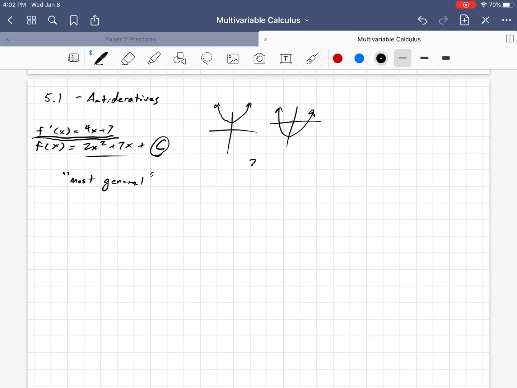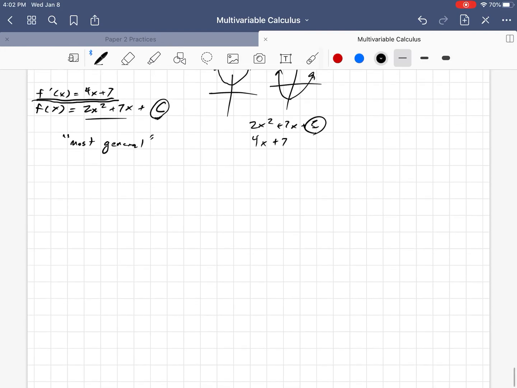Another way of thinking about this is if I were to check 2x squared plus 7x plus c, and I were to differentiate it, and c is a constant, by the power rule I get 4x plus 7, and then my c goes to 0. The derivative of a constant is 0 because its slope never changes.